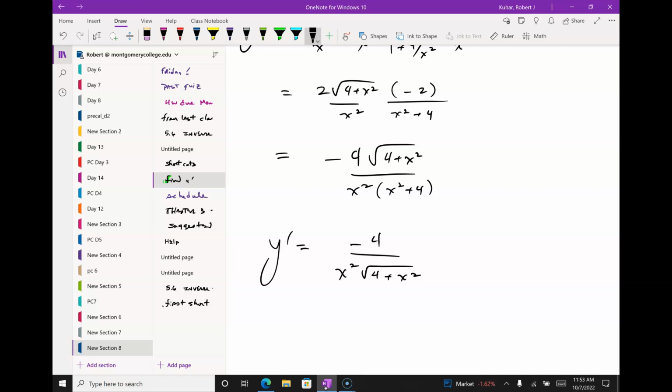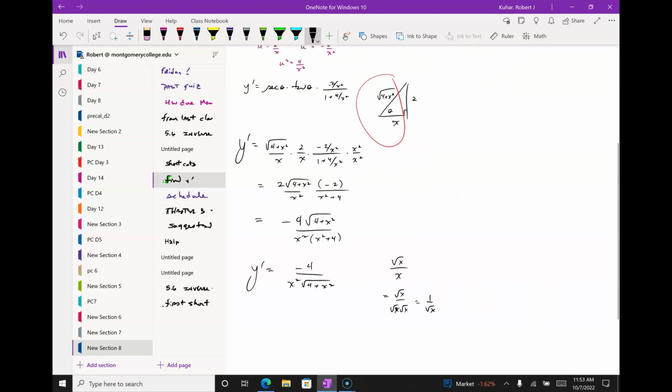Using the fact that I have a rad x over an x, which is a rad x over a rad x, which is a 1 over rad x. And we don't care about rationalizing anymore. Yep. Don't care about rationalizing that denominator.